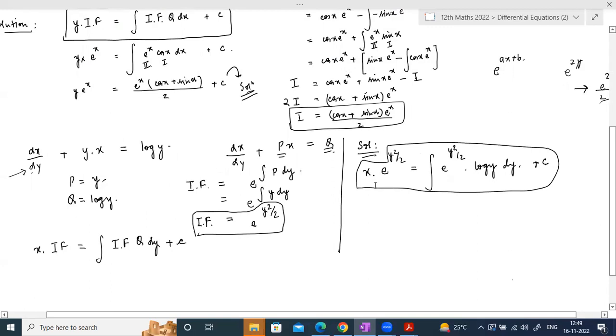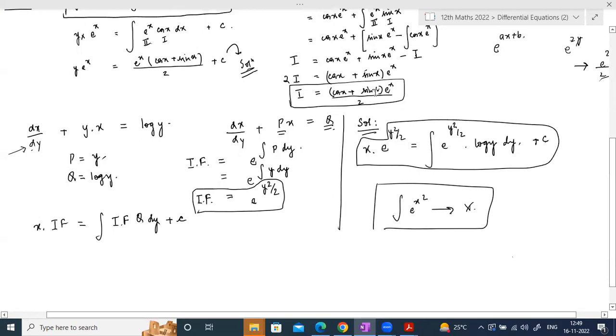Because we are not able to find the integral of e to the power y square or e to the power x square. There is no simple way to find the integral of this. So this is all about linear equations. Now let's do some more questions on this.